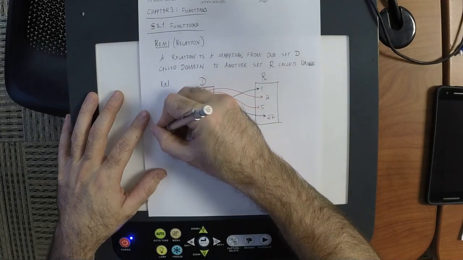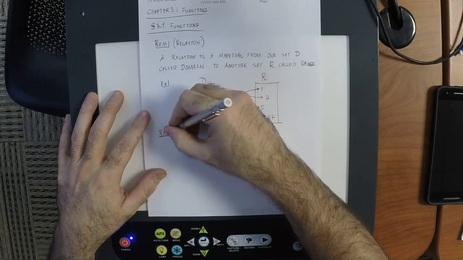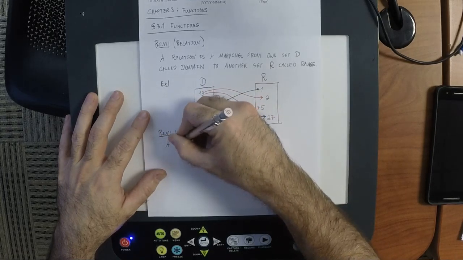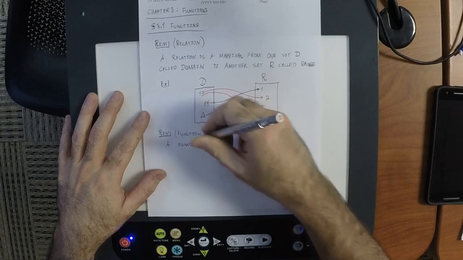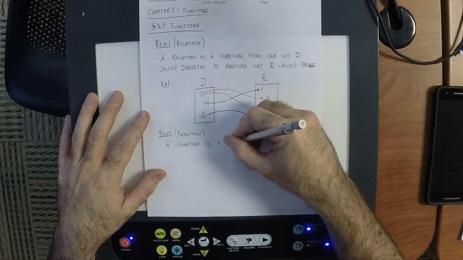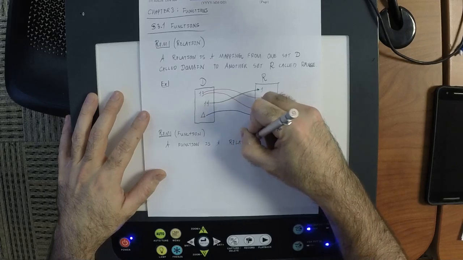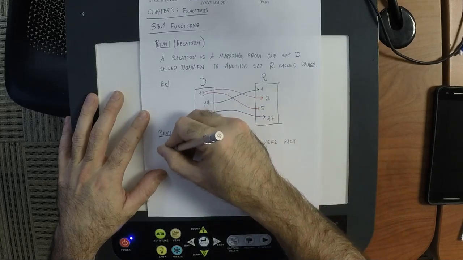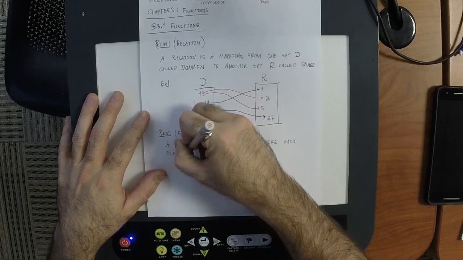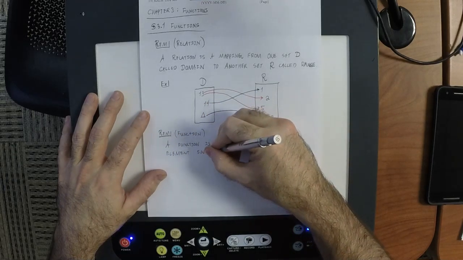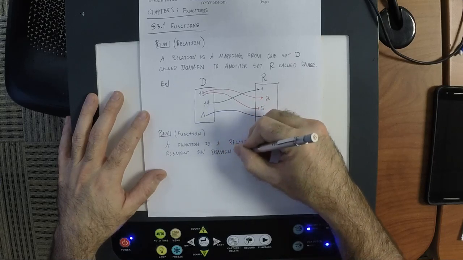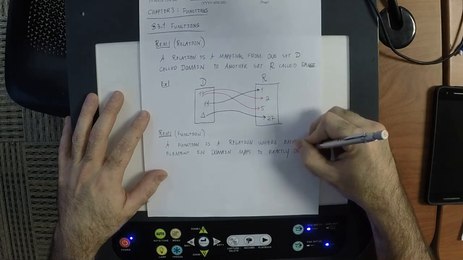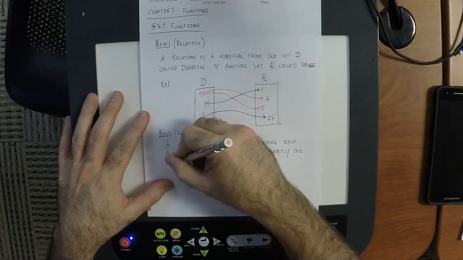Okay, we're going to be talking about a specific kind of relation called a function. So a function is a relation where each element in the domain maps to exactly one element of the range.